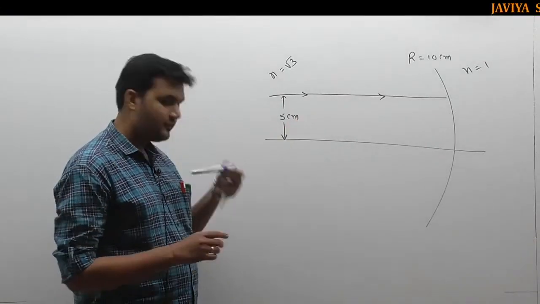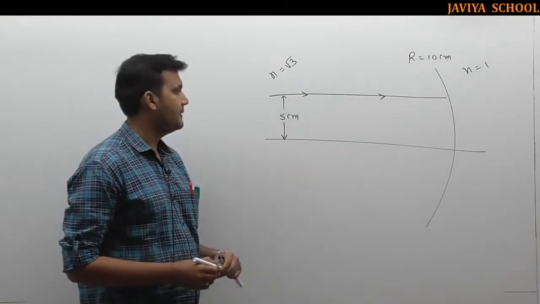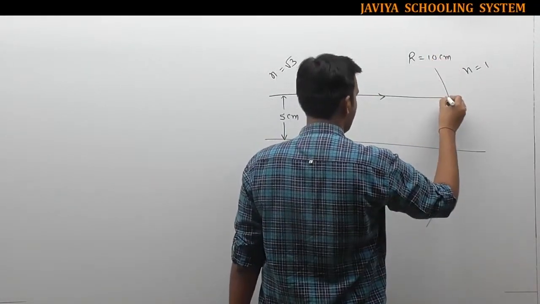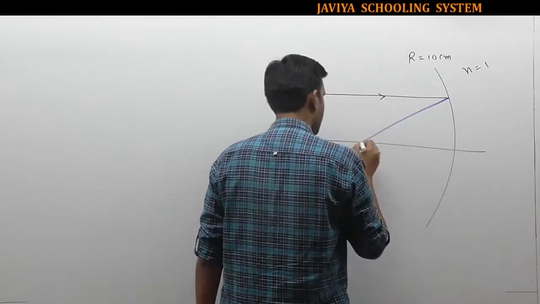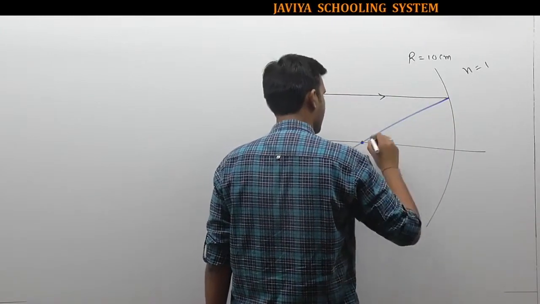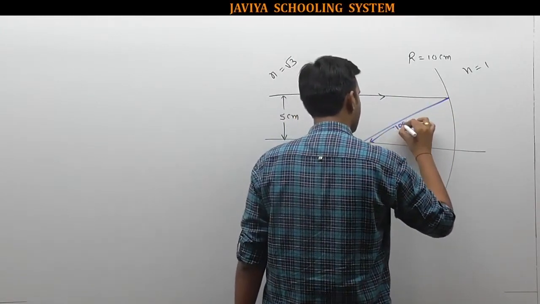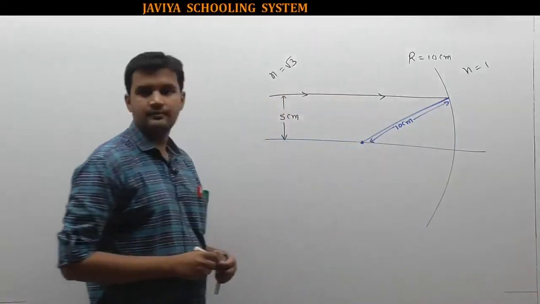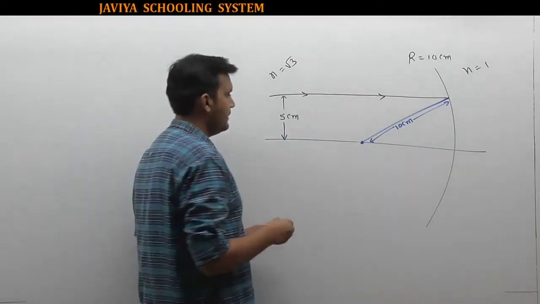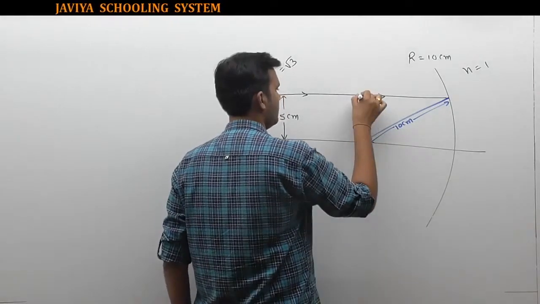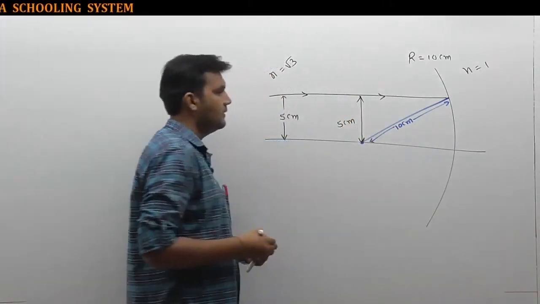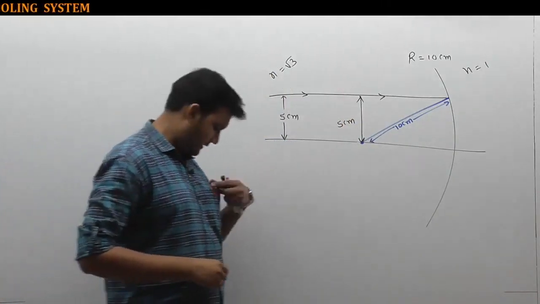So this is what we have now. First we are supposed to find the angle of incidence, which is not given, but as you can see, the radius of curvature is given as 10. So if this is a point, then this is a 10 centimeter radius. And this separation is given as 5 centimeter. So what is this angle of incidence?